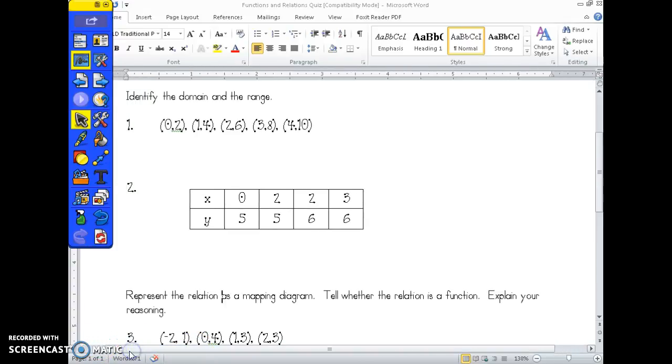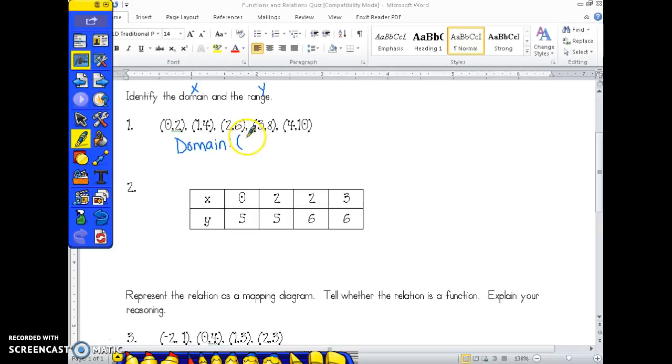Our first unit: identify domain and range, and identify whether a relation is a function. So for number 1, the domain: remember that D comes before R in the alphabet and X comes before Y, so domain is going to be your X, range is going to be your Y. We list these in order from least to greatest, and we only write each number that's represented one time.